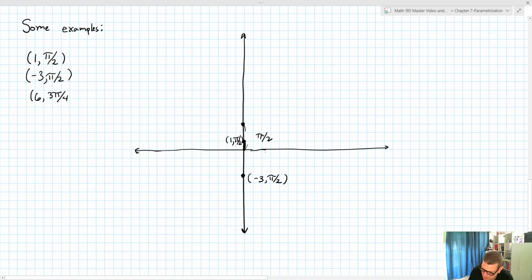What I'm going to do is say, okay, let's take 3 pi over 4, and I generally like to do my angles first. So 3 pi over 4 is going to be here. Okay, there's that 3 pi over 4. And then we want to go 6 out, and so I imagine there's about 6. Is it exact? No, it's not exact, but it's pretty close. And so there's 6 comma 3 pi over 4.